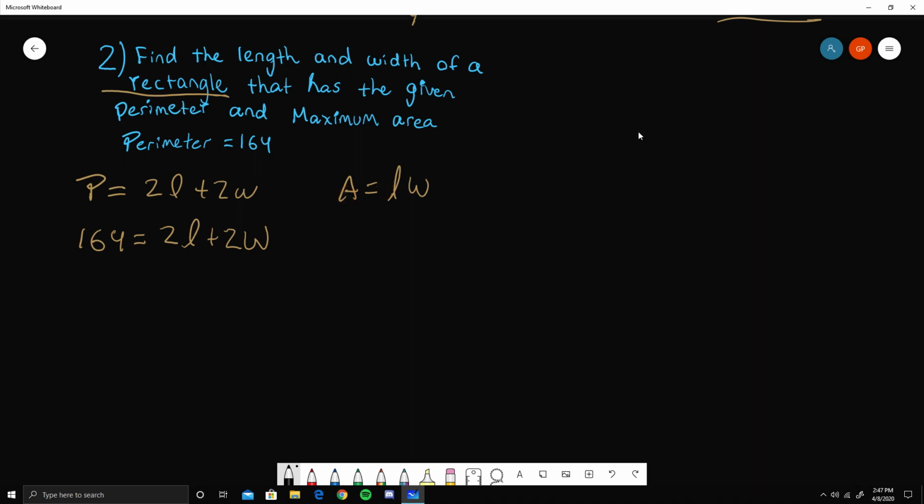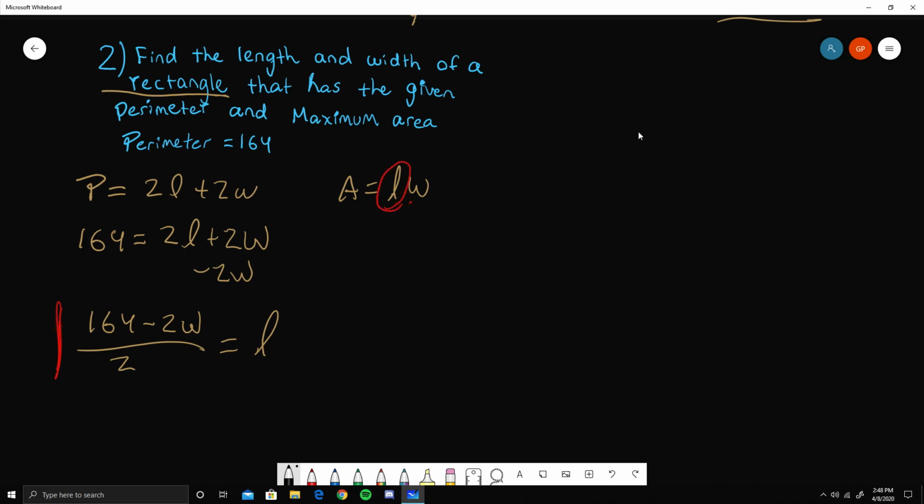So like before, we need to solve for one of the letters. I'm going to solve for L. So I'm going to move 2W over and then divide everything by 2, which will give me that L is equal to (164 minus 2W) over 2. My next step is to plug in this right here.